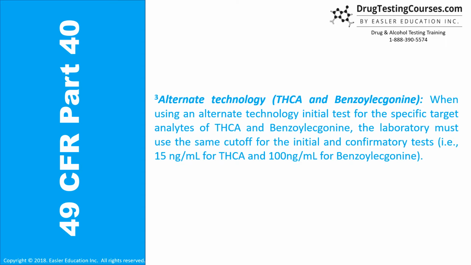Footnote 3. Alternate technology, THCA and benzoylecgonine. When using an alternate technology initial test for the specific target analytes of THCA and benzoylecgonine, the laboratory must use the same cutoff for the initial and confirmatory tests, i.e., 15 nanograms per milliliter for THCA and 100 nanograms per milliliter for benzoylecgonine.